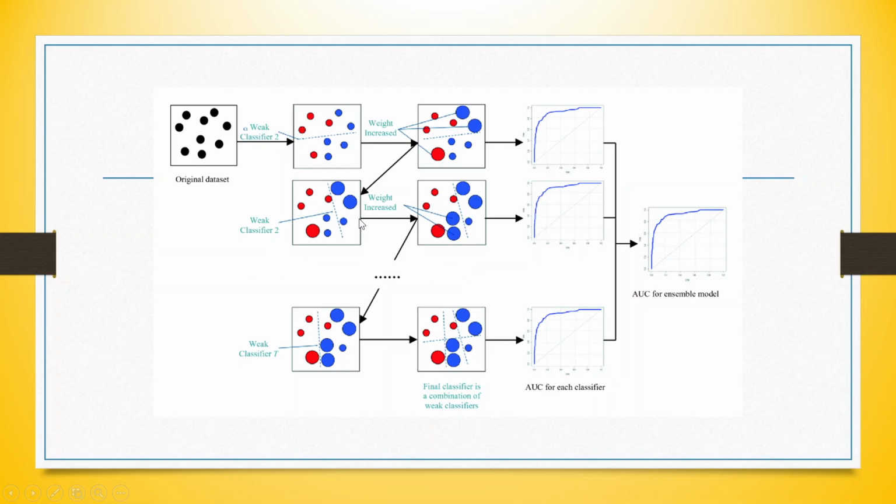This is iterated quite a number of times until we reach a final classifier in which we get a proper AUC, that is the area under the curve. So this is the way the gradient boost works.